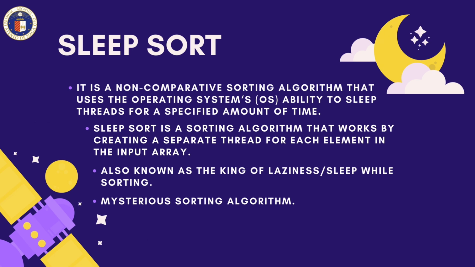So once the thread wakes up, it appends its associated number to an output array. This ensures that smaller numbers are added to the output array before the larger ones. So the sorting process is complete when all the threads have woken up and added their numbers to the output array, resulting in a sorted list.